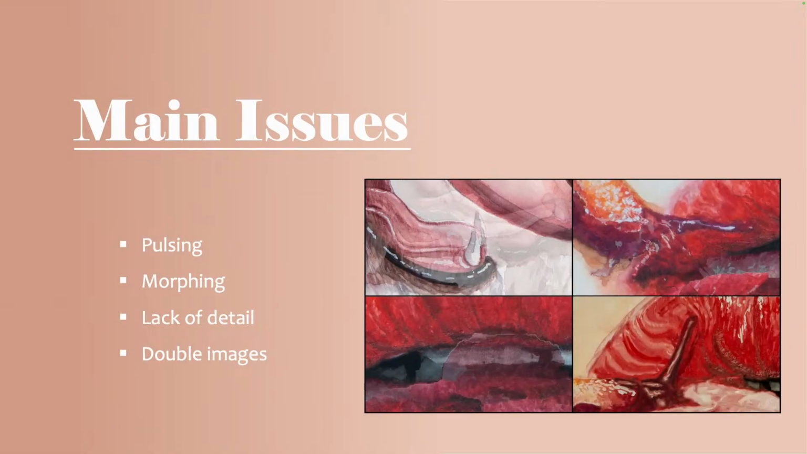We had a couple of issues with our tests. First of all, we had the pulsing artifact, which has the reason that the system tries to interpolate linearly between frames instead of following a motion arc, which we want as a 2D animator. We had morphing artifacts where objects morphed into each other. We had a lack of detail, and also double images where you can see the past keyframe and the next keyframe kind of blended together.